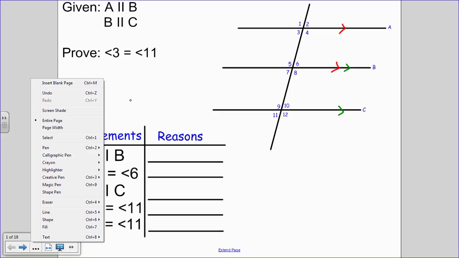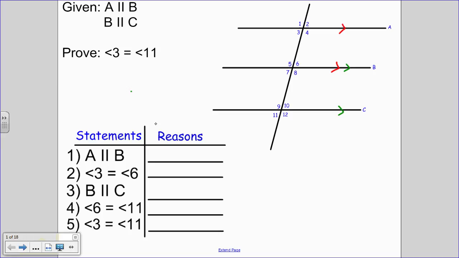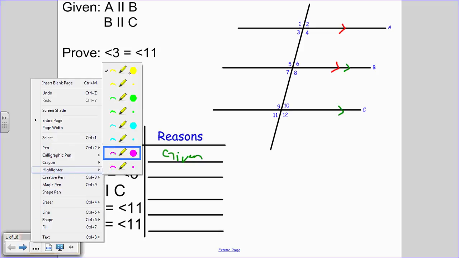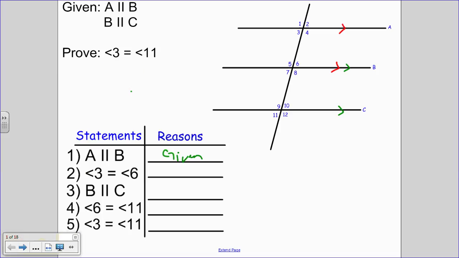We've talked about this as well, that the first reason on every proof is always your given. And that is still true in this situation. A parallel to B is the first statement that was given to us as our first statement. Statement 2 says angle 3 is equal to angle 6. So let's highlight those angles in the picture. Here's angle 3 and here's angle 6.